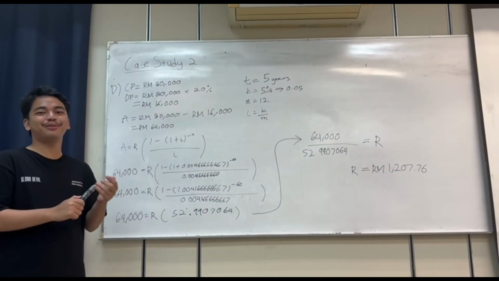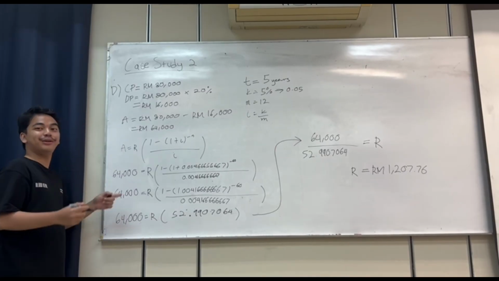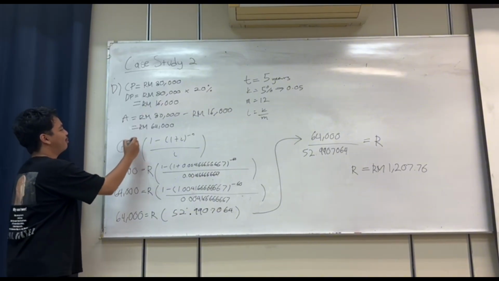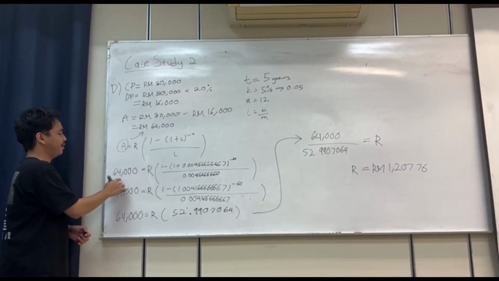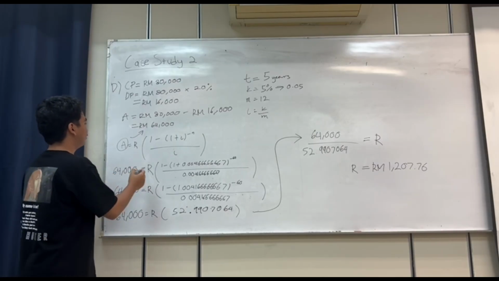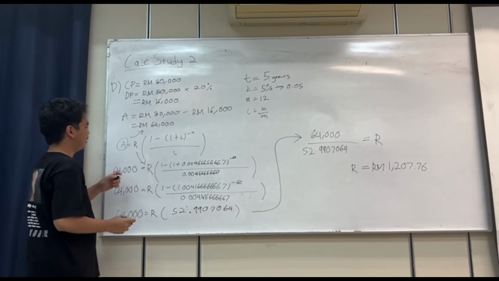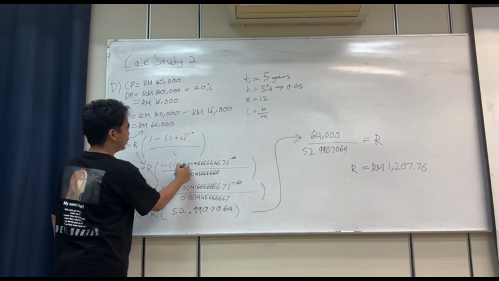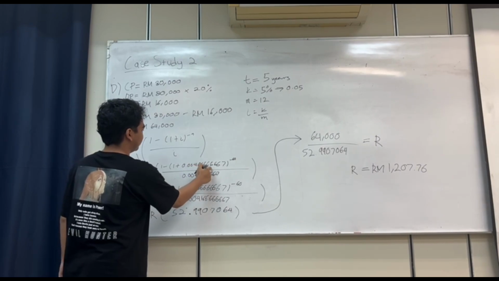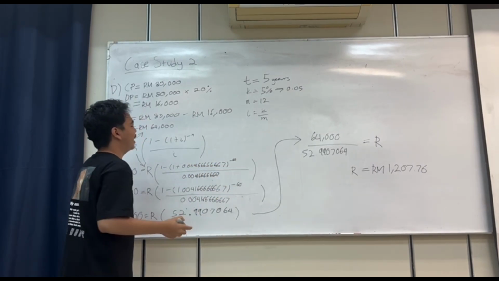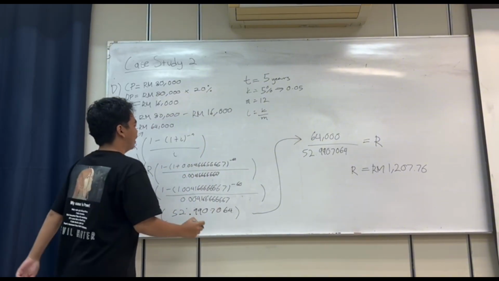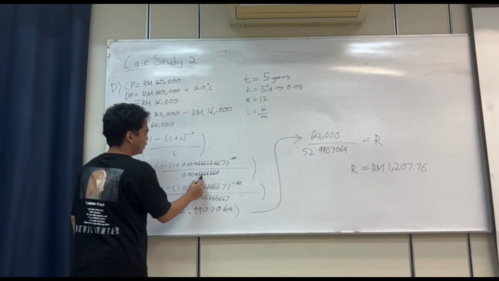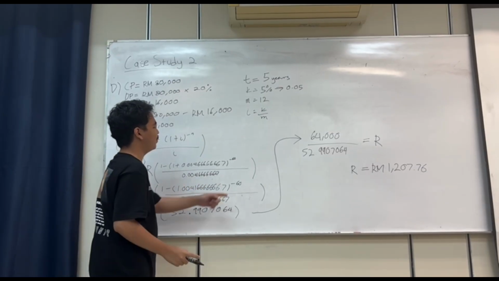I will teach you how to solve this problem. As you can see, we will use this formula. A is 64,000, so we just write that down. Then we write R, then open bracket 1 minus open bracket 1 plus 0.0041666666667, close bracket, to the power of negative 60. After that, we divide by 0.0041666666667. Then we close the bracket.